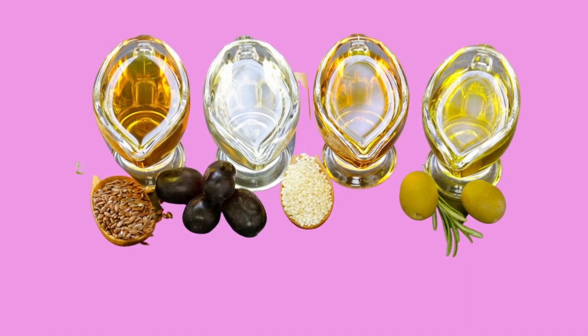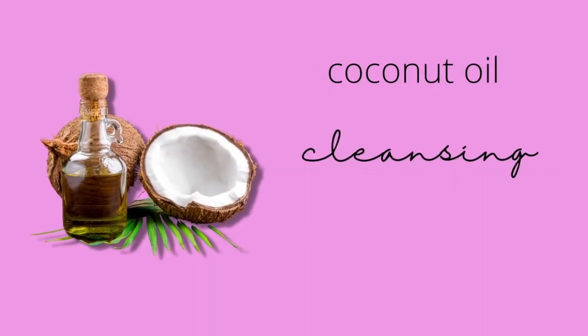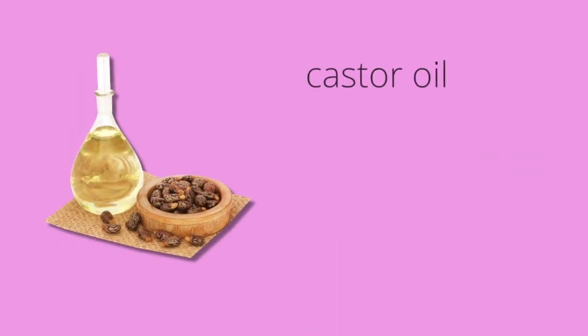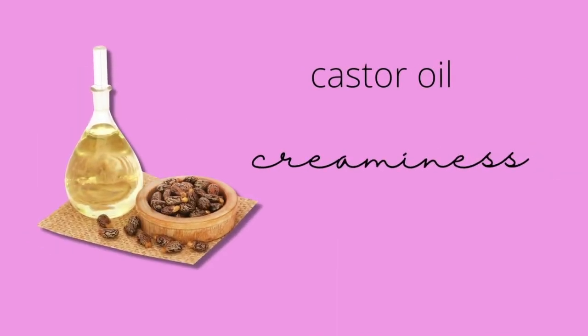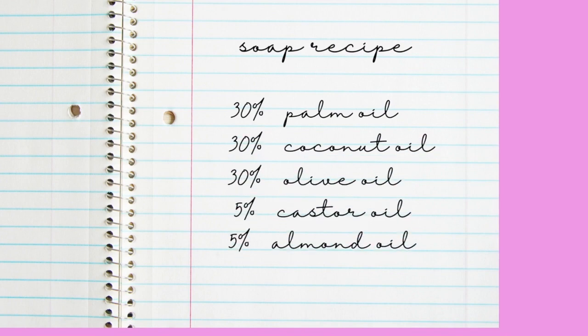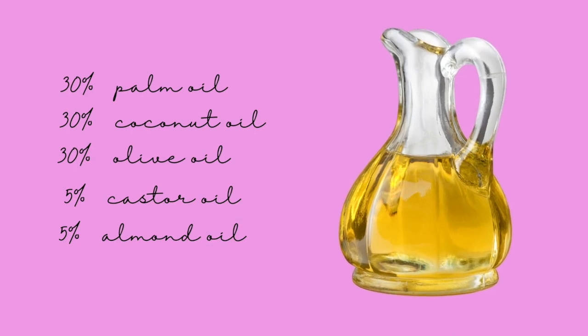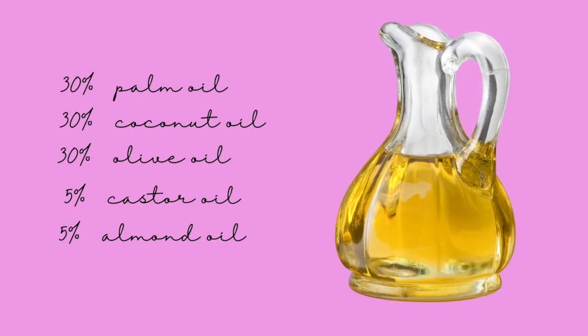There are a lot of great oil choices for a good bar of soap. Every oil has a special quality. Olive oil is known for its moisturizing properties. Coconut oil has good cleansing qualities. And castor oil is known to provide creaminess. This recipe here is a well-balanced common soap recipe that consists of 5 different oils, as you can see here. It means that all these 3 oils are present in your oil part of the soap.